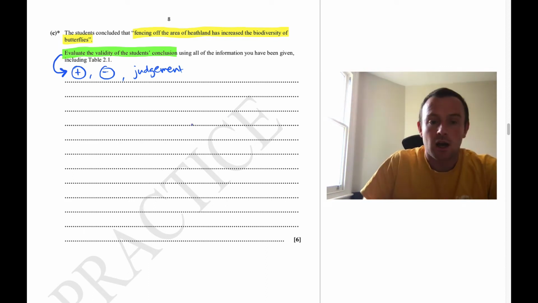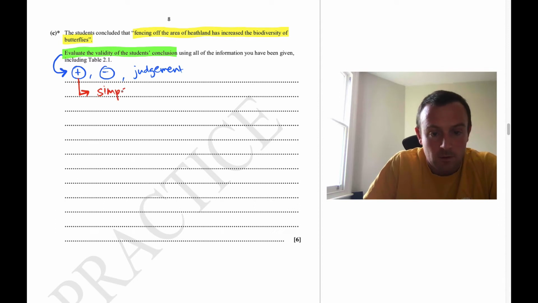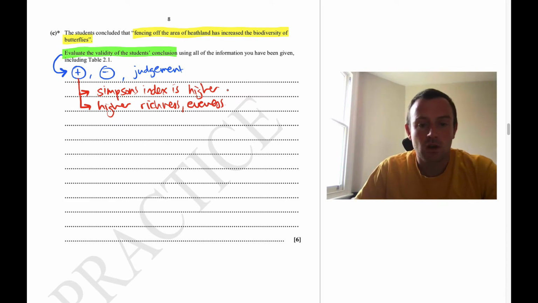Okay, so what can we say? Positives. I'm going to mind map this. Let's do the positives first. First of all, there is a higher Simpson's index. Okay, so that's clear. And also there is a higher richness of species, one more species, and a higher evenness. So those are all good things.